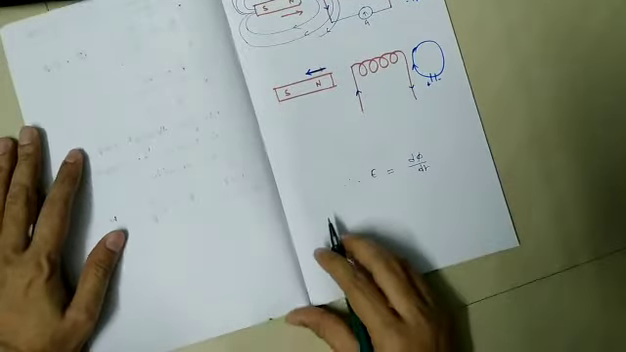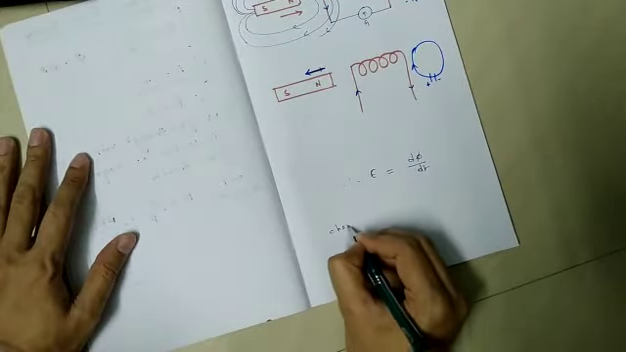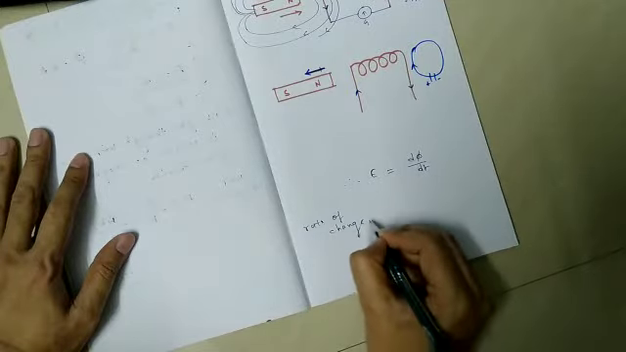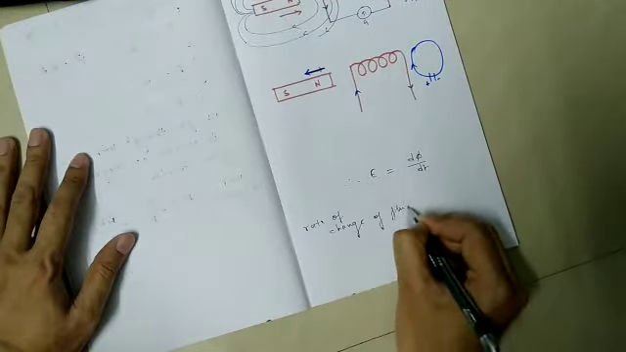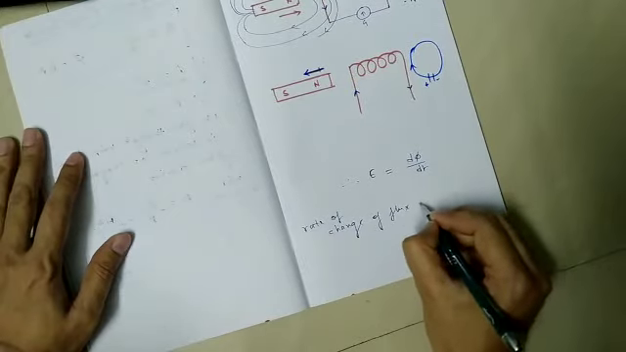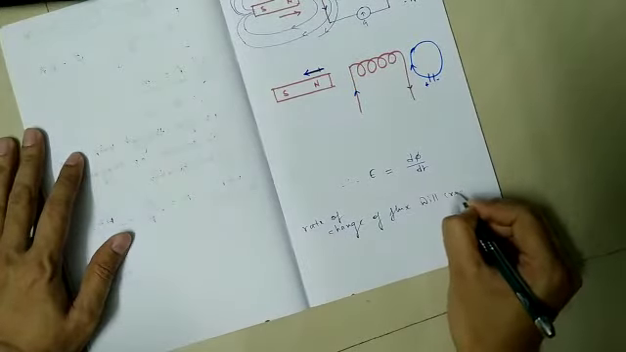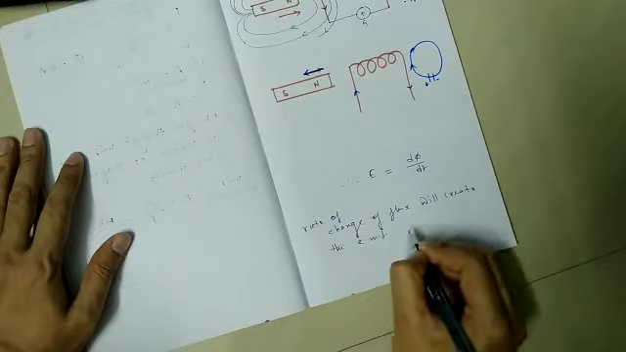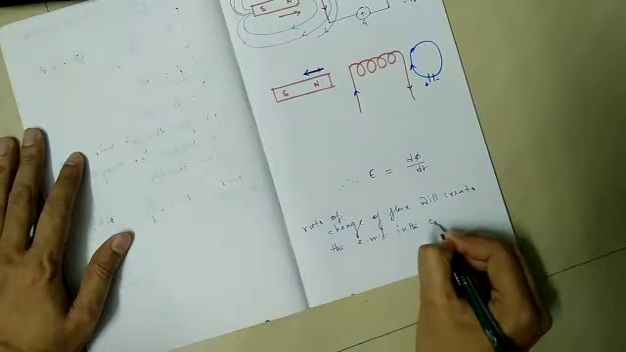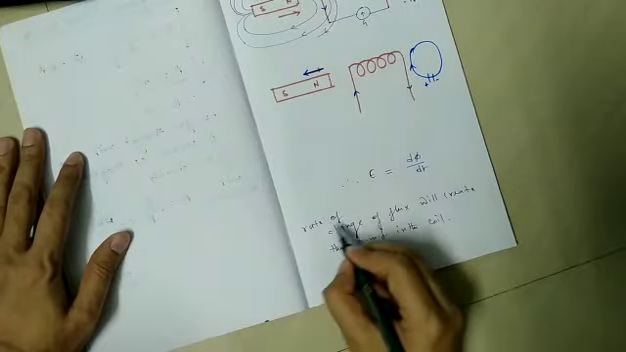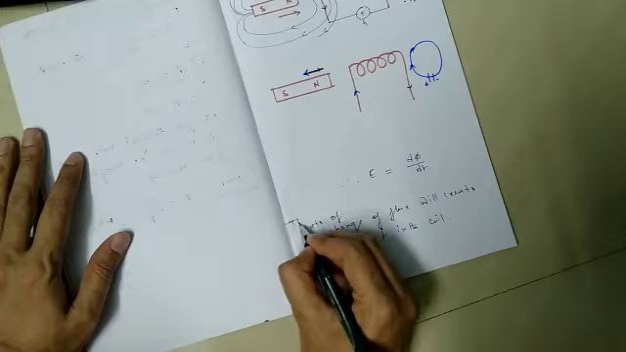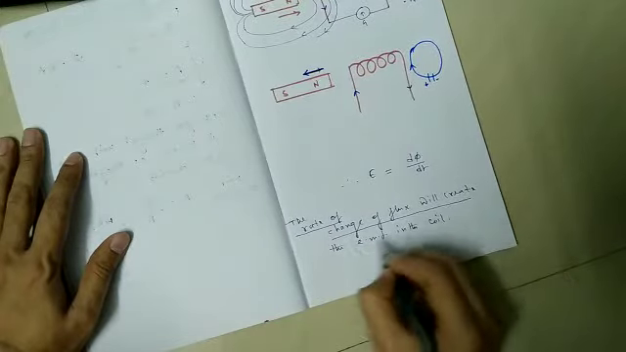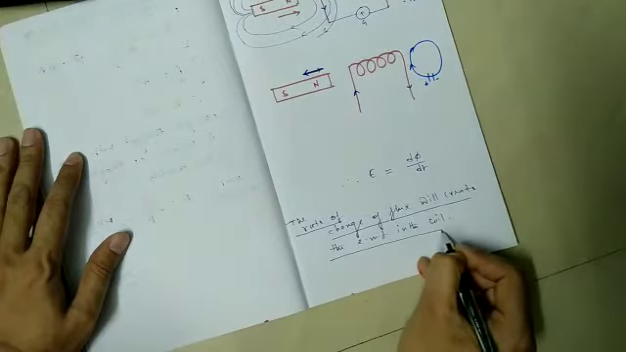So as per Faraday's law, we can say that the instantaneous EMF is nothing but the change of flux, d phi by dt. So the rate of change of flux will create the EMF in the coil.